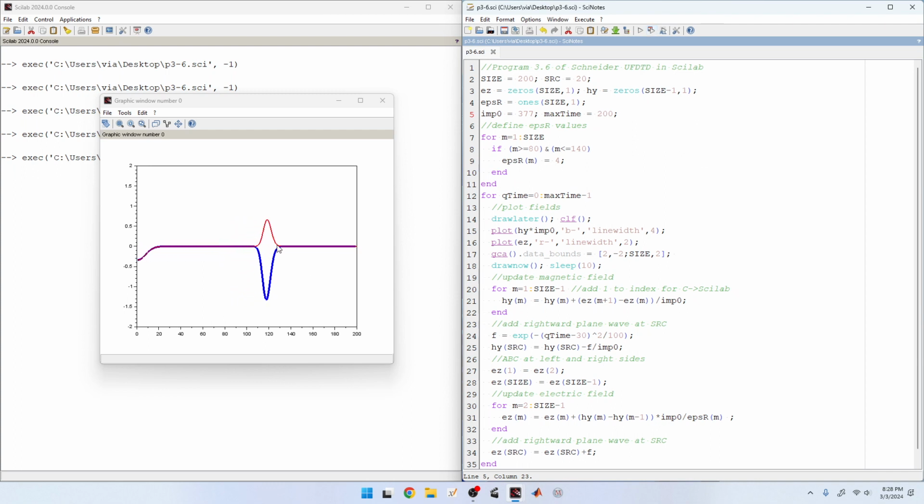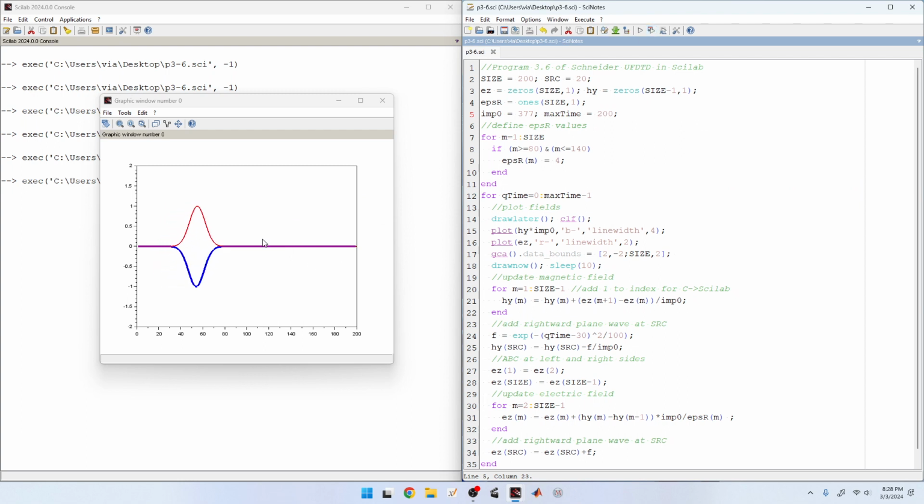So notice when it's in the medium, the impedance is different. Not only that, the speed is different. Right? So the square root of epsilon relative is 1/2. This thing is moving at half the speed of light in free space. So let's look at that again.